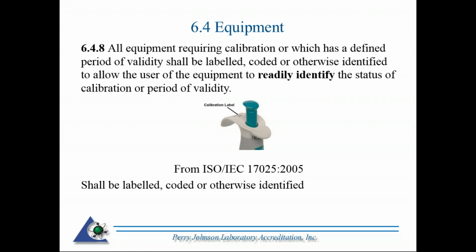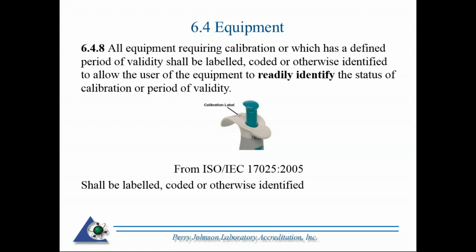So what that means is typically if I'm assessing to the 2005 standard, in order to fulfill this requirement, I'm typically looking for a calibration label. And that was a requirement in 2005. It had to be labeled. 2017 states it needs to be readily identified. One thing I emphasize a lot during my webinars is you can still utilize a label and comply with this requirement. Hence, it's probably the most direct means to have it readily available.